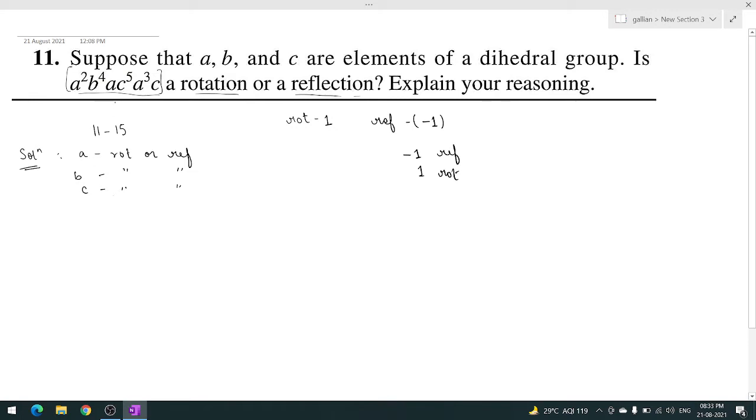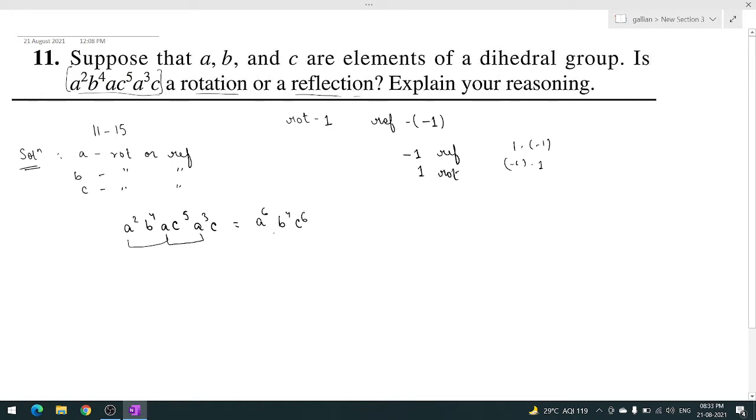Now, let's see. If you look at A squared, B to the power 4, A, C to the power 5, A cubed, C, then this will be A to the power 6. I'm just considering A because 1 times -1 or -1 times 1 is the same, so both commute, that's why we can do this. So A to the power 6, B to the power 4, and C to the power 6 again.